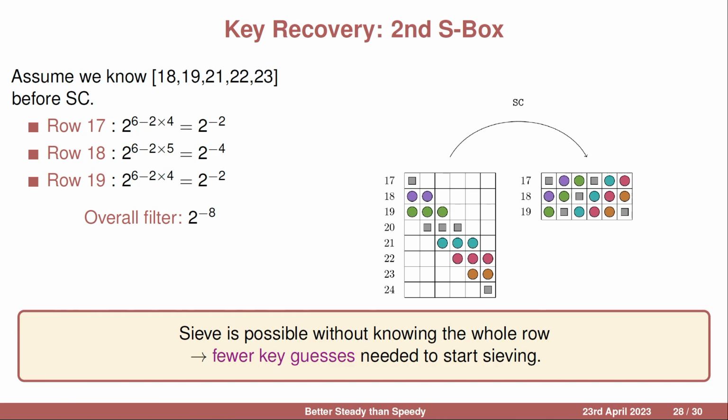So this is typically a relation that, when you look at the 3 rows at the same time, splits into 3. For row 17 it is one relation, for 18 it is another relation, etc. So this is typically somewhere where we can use parallel matching. And something I want to stress here is that by pre-computing the pairs, we manage to sieve here without knowing the whole row for any of these rows. This means that we need to guess fewer keys to start sieving.